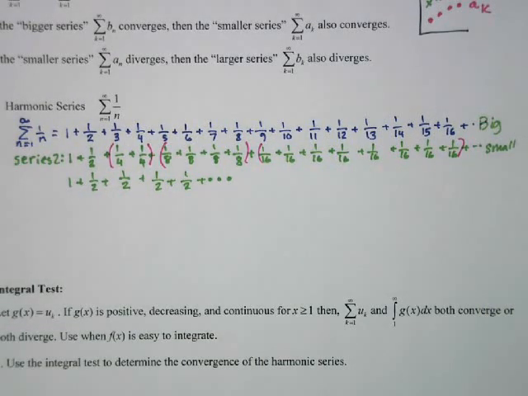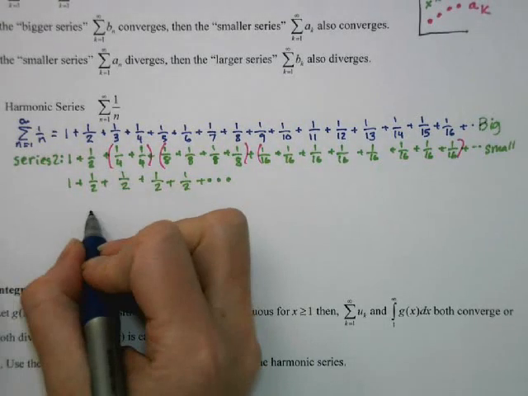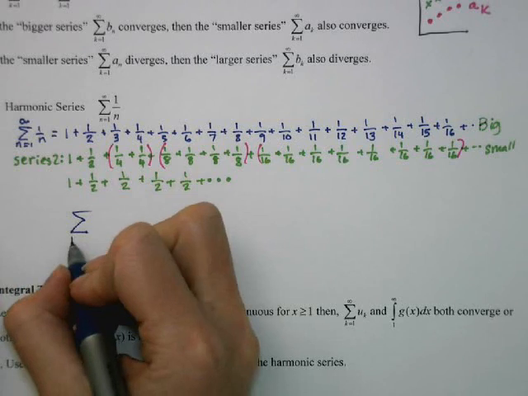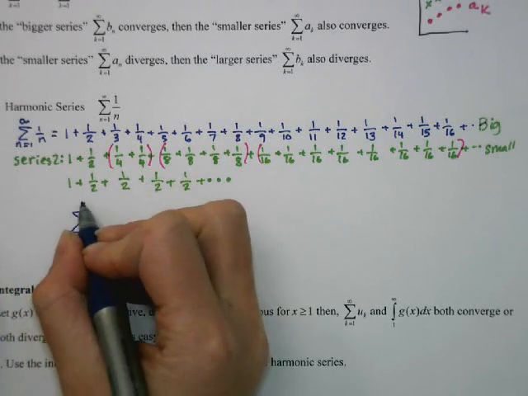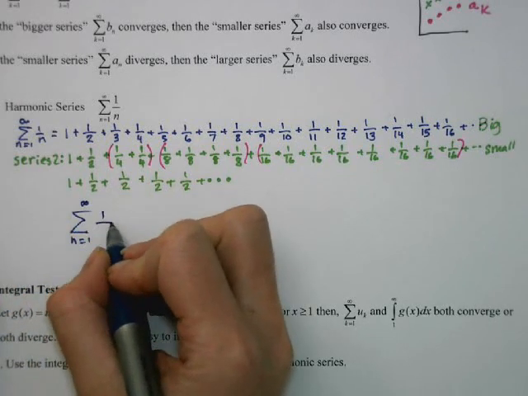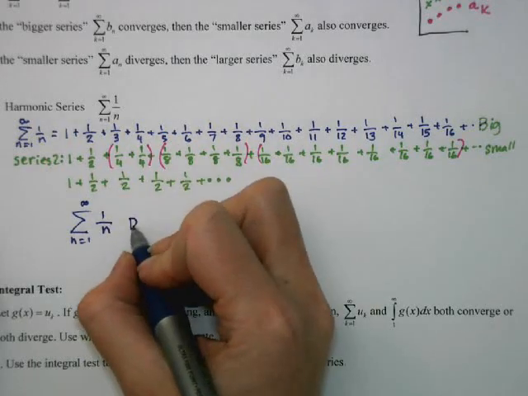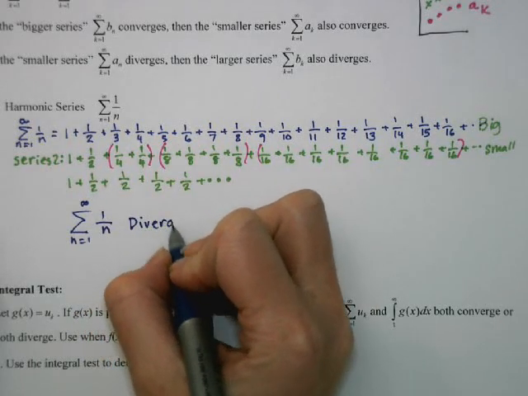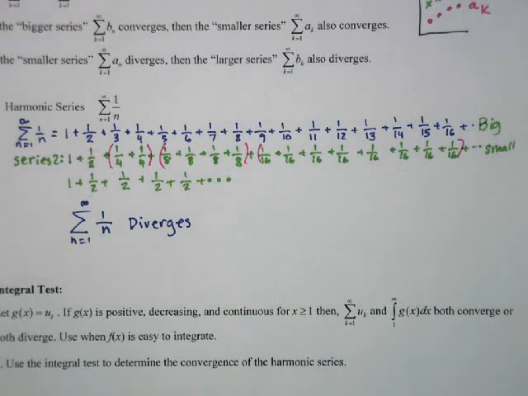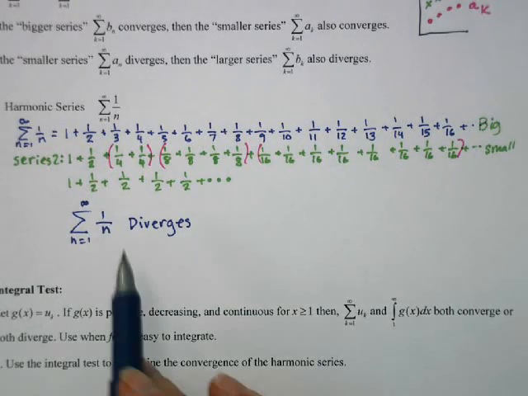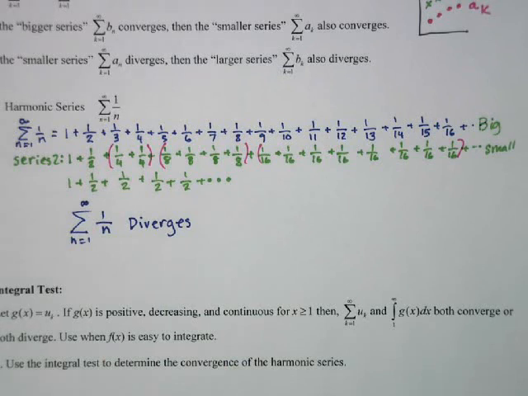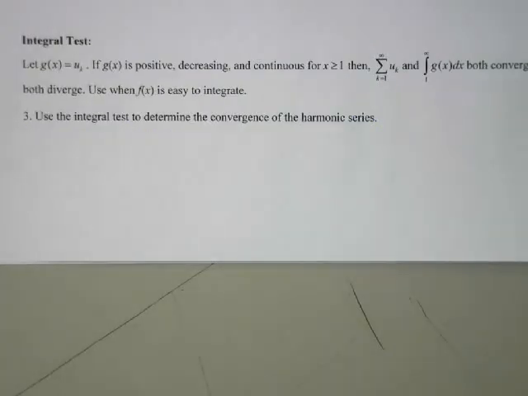So this is counterintuitive, but the harmonic series, 1 over n, always diverges. So we can use that now. All you have to say if you have this series is that it's harmonic, therefore it diverges.